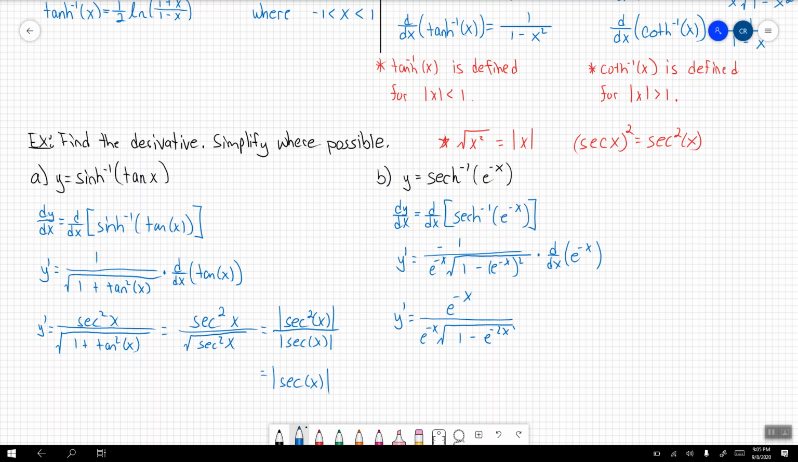The e to the negative x's will simplify, and we will now be left with 1 over the square root of 1 minus e to the negative 2x. Let's write that better, e to the negative 2x. A little bit better. There we are. Okay, perfect. So as we can see, we start working with these hyperbolic functions, and we start analyzing and extracting what they could be and what they are. So let's try one more example.